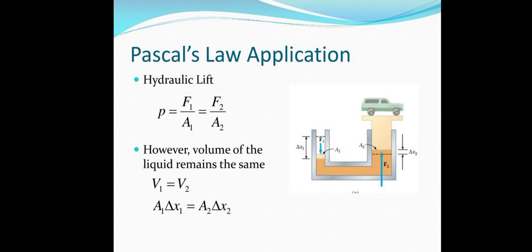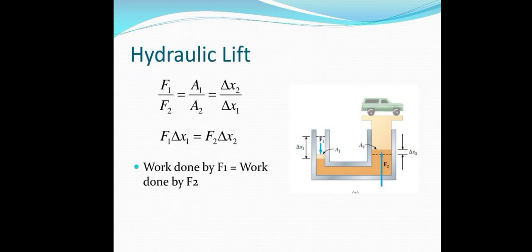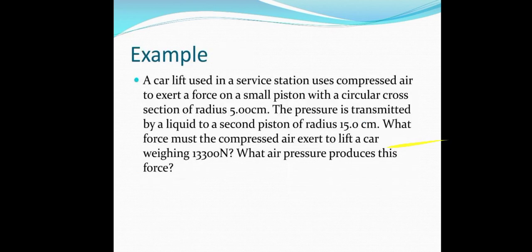So the formula is P is equal to F1 by A1 is equal to F2 by A2. However, volume of the liquid remains the same. V1 is equal to V2. Hydraulic lift, it is also the same procedure. F1 by F2 is equal to A1 by A2 is equal to delta x2 by delta x1, that is displacement. Work done by F1 is equal to work done by F2, they are the same.